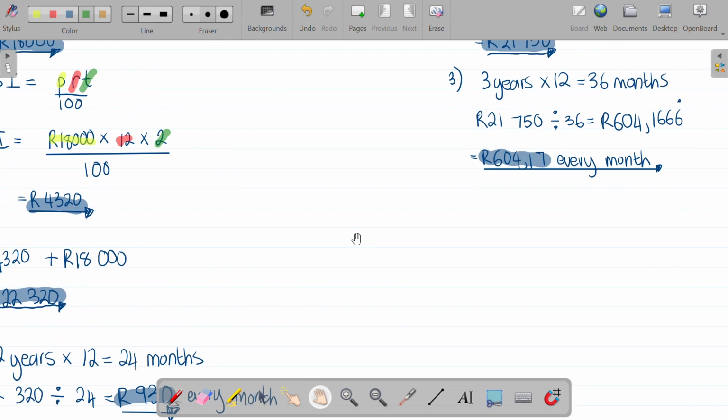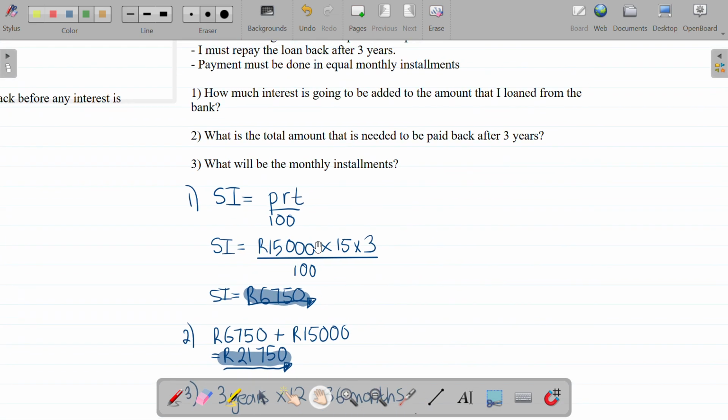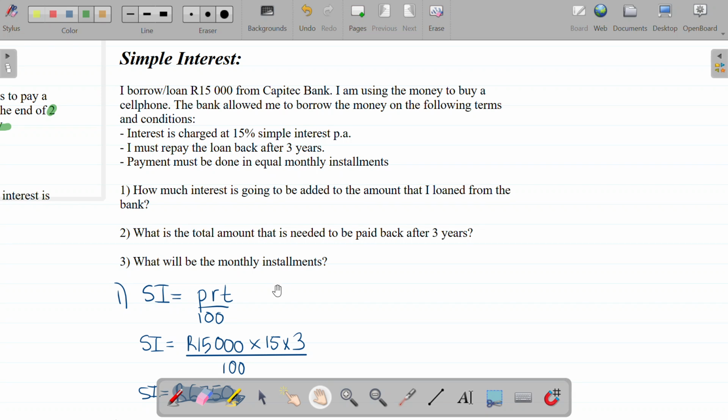Okay, so let's look at simple interest, and you'll see how similar we answer the questions to those under the hire purchase heading. This question goes: I borrow or loan 15,000 Rand from Capitec Bank. I'm using the money to buy a cell phone. It must be a decent cell phone, not iPhone 14 quality, but it's not bad. The bank allowed me to borrow the money on the following terms and conditions. Interest is charged at 15% simple interest per annum. I must repay the loan after 3 years, and payment must be done in equal monthly installments.